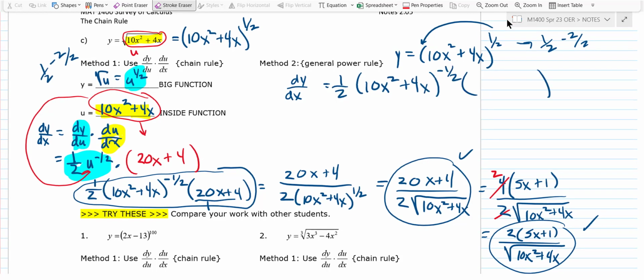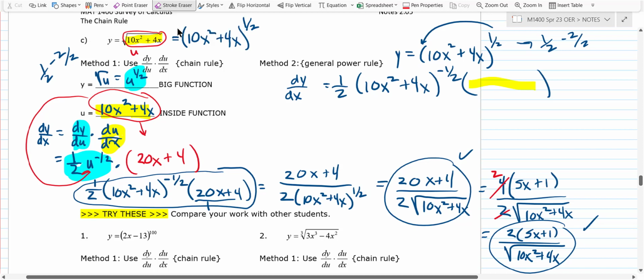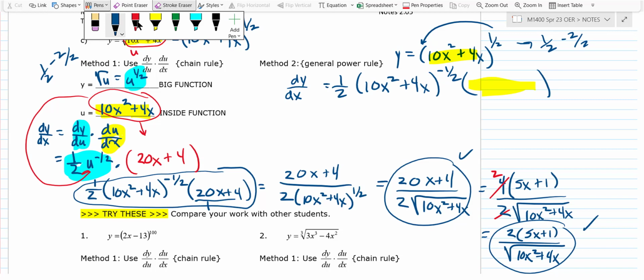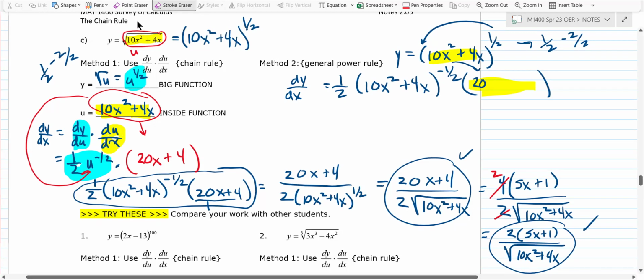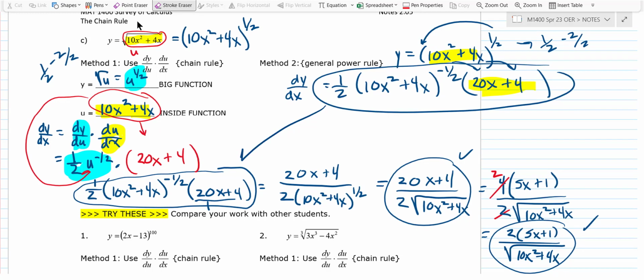And then what else do you have to do? Multiply by the derivative of the inside part. Exactly, that's what you can't forget. So what goes here is the derivative of the inside part, which you can do in your head. The derivative of 10x squared is 20x. Derivative of 4x is 4. So you're going to notice that we get the same answer there that we got before. You just had all that in your head. You just didn't have to process any other parts of the problem. Okay? All right, any questions?